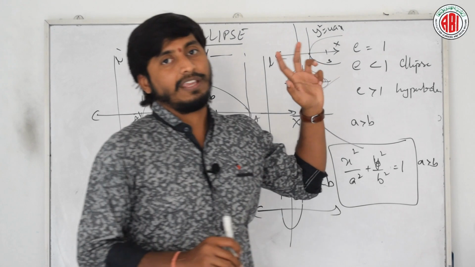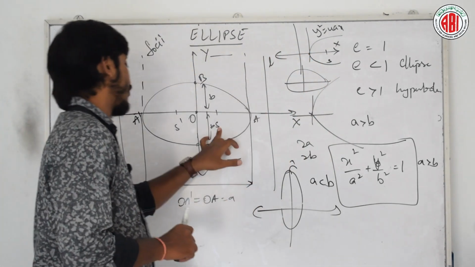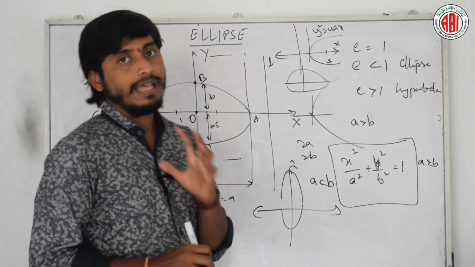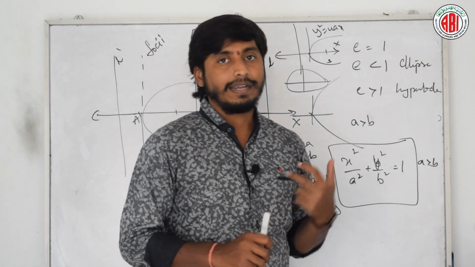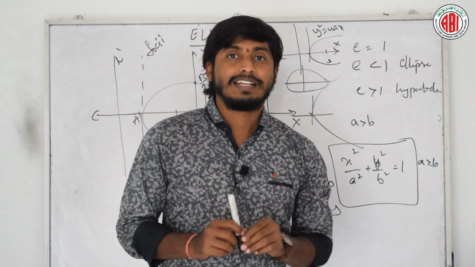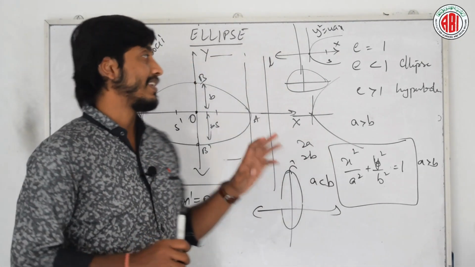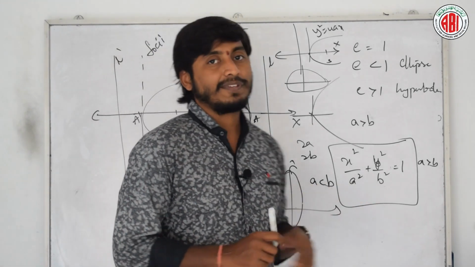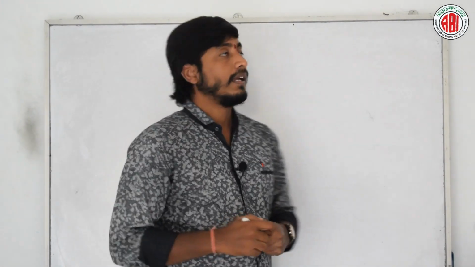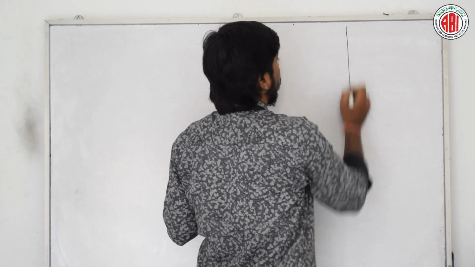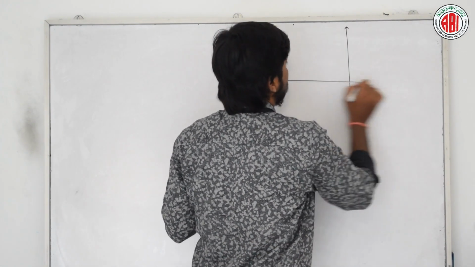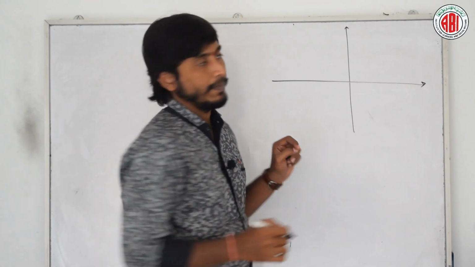So what is the value of e? What is the equation of the directrix? What is the focus? Everything we are going to discuss deeply in our derivation. Shall we start? Shall we start deriving the standard form of the ellipse? Let's do. See here, for an ellipse, the major thing you have to remember is two axes, right?